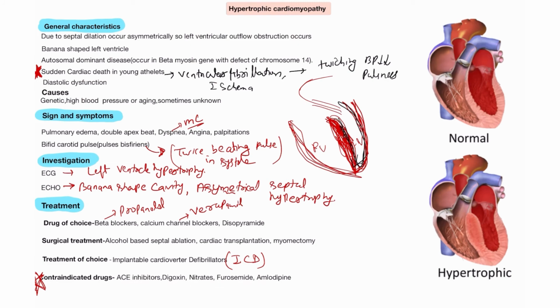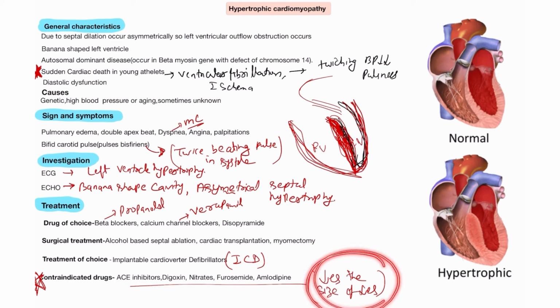Why are these called contraindicated drugs? Because all these types of drugs decrease the size of the heart. Here you already see a decrease in the ventricular size. If he uses drugs like these, they cause a further decrease in the size of the heart, so it causes the death of the patient. So these drugs are contraindicated in patients with hypertrophic cardiomyopathy.